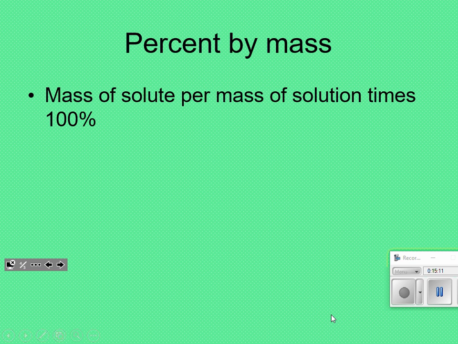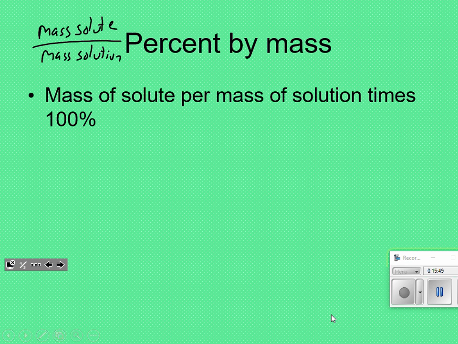Percent by mass. This is what we used in the lab last time. Mass of solute over mass of solution, multiply by 100 to express it as a percent. Percent by mass, I would say, is the primary unit of concentration used throughout the world.